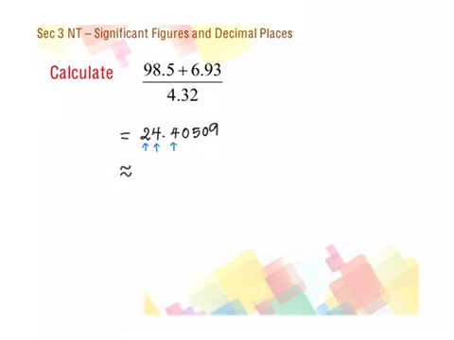Now, where is the fourth sig fig? Although this is 0, it's the fourth one after the first non-zero number, so this is actually a significant figure. So let's take a look. If this fourth sig fig is 0, do we need to round up or round down? In this case, we will need to round down, and we will get 24.4 to 3SF.